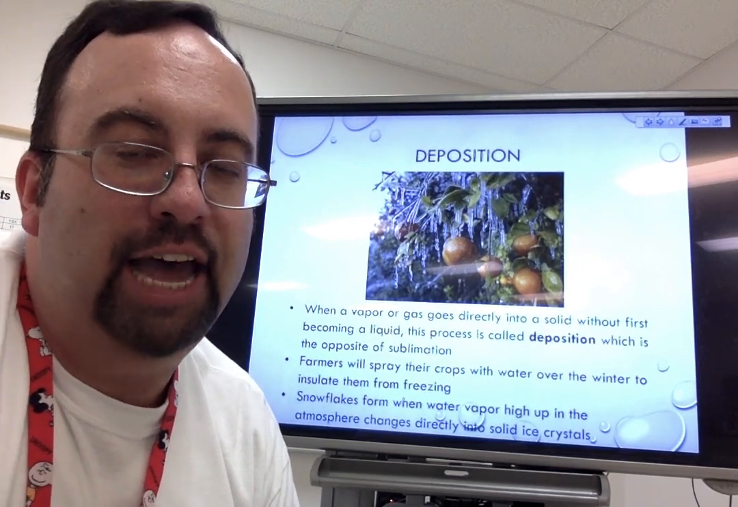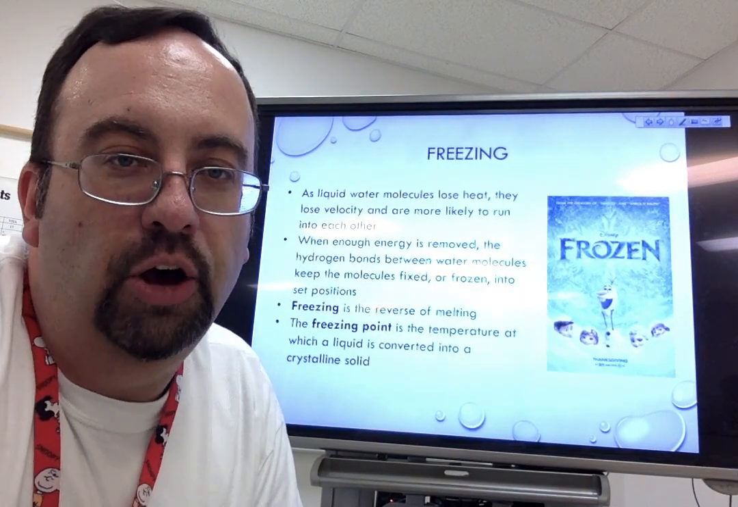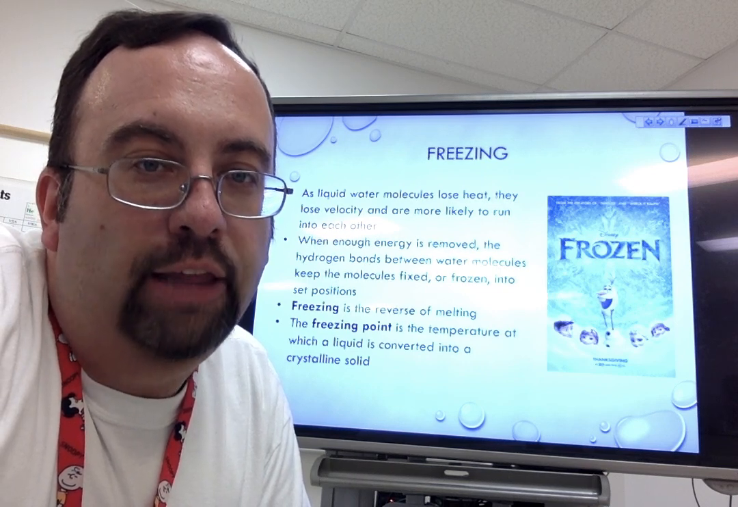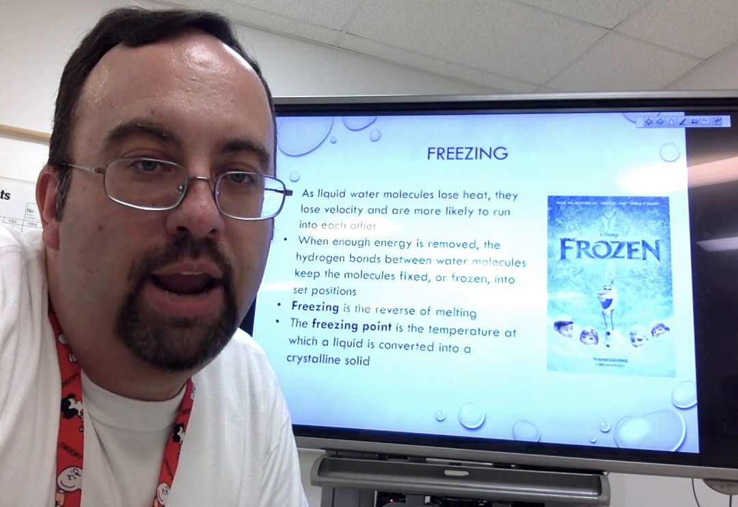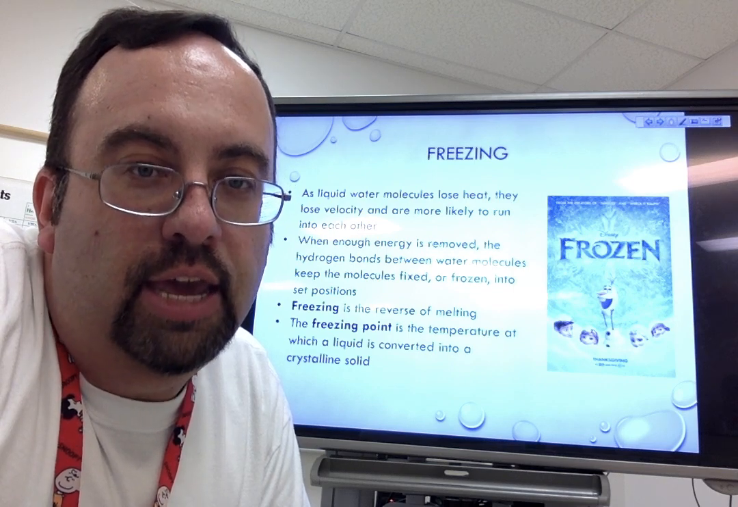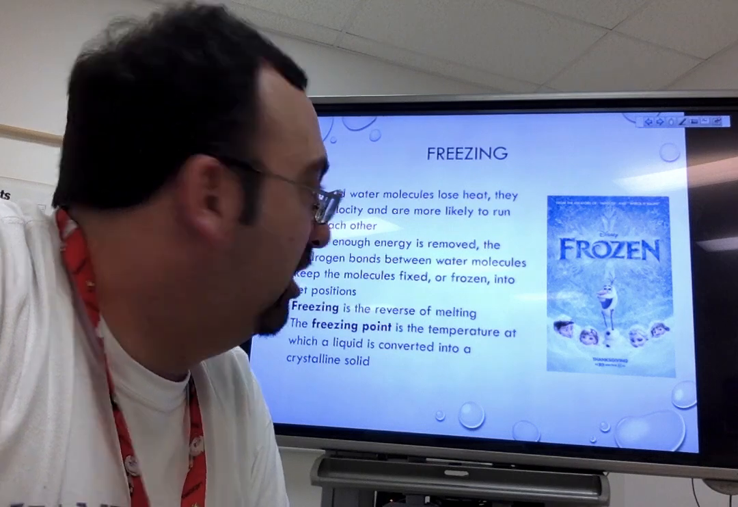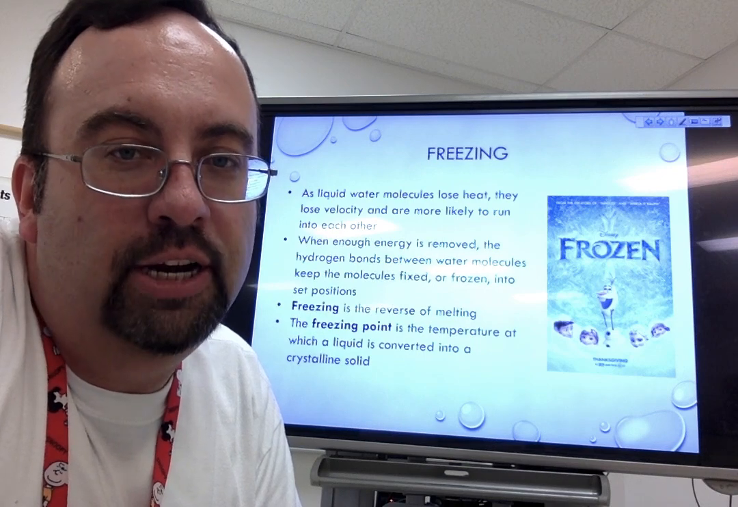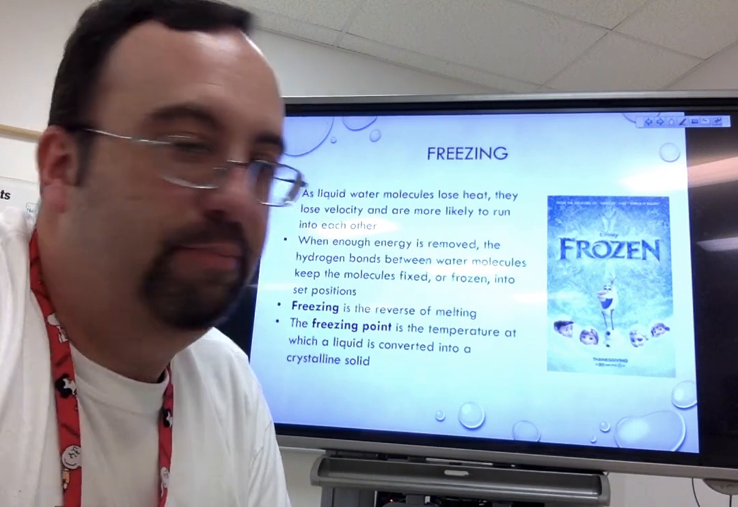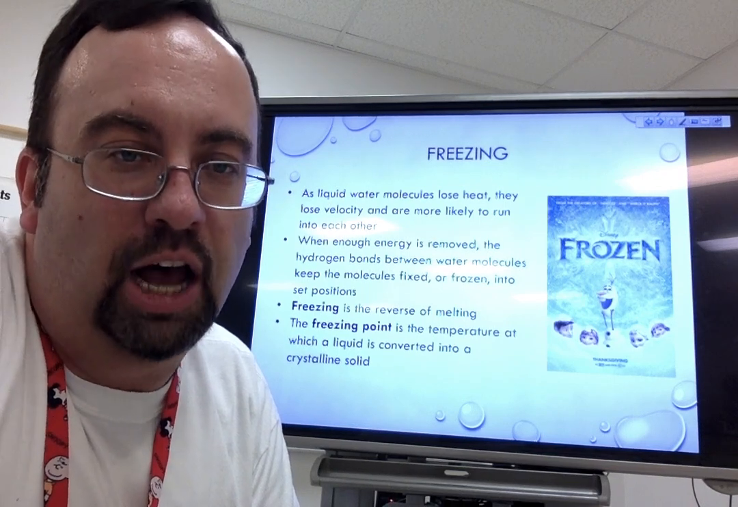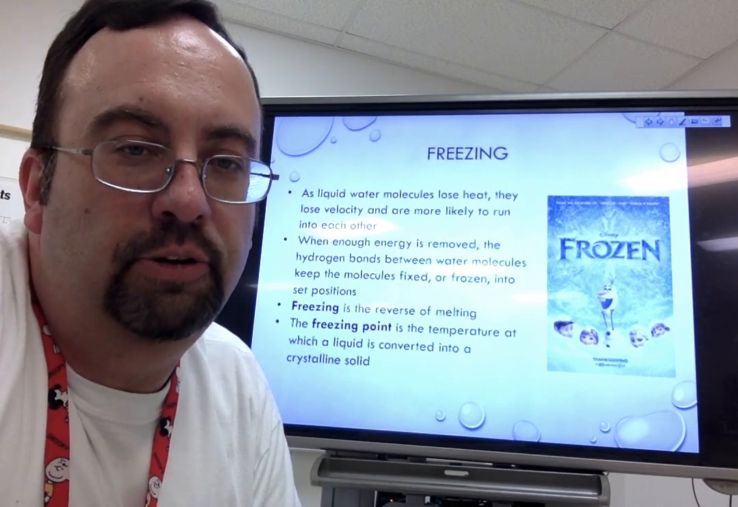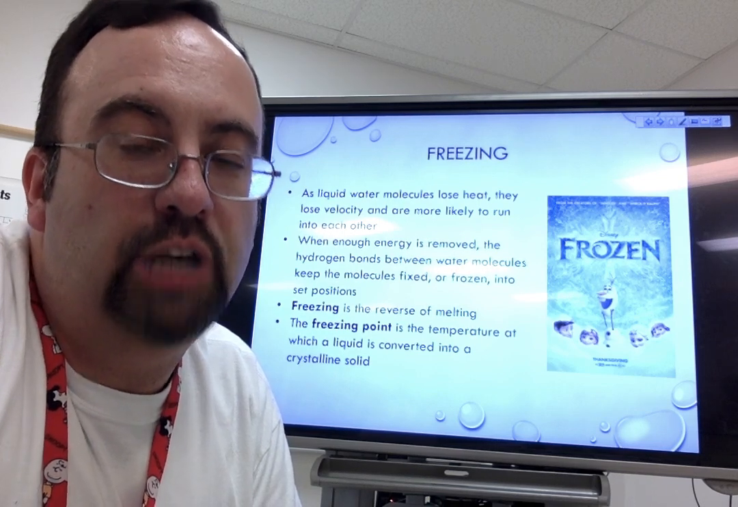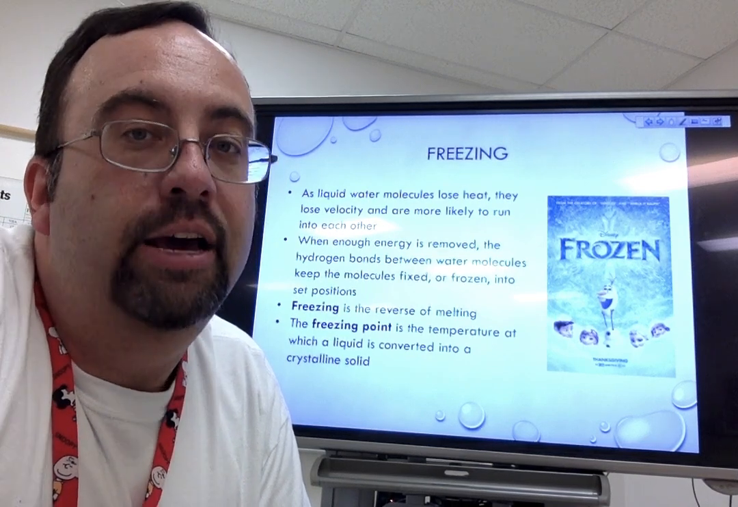We'll now talk about the sixth type of phase change, which is freezing. As liquid water molecules lose energy, they lose velocity and are more likely to run into each other. When enough energy is removed, the hydrogen bonds between the water molecules will keep the molecules fixed or frozen into set positions. Freezing is the reverse of melting, and we can define the freezing point as the temperature at which a liquid is converted into a crystalline solid, which for water is 0 degrees Celsius.